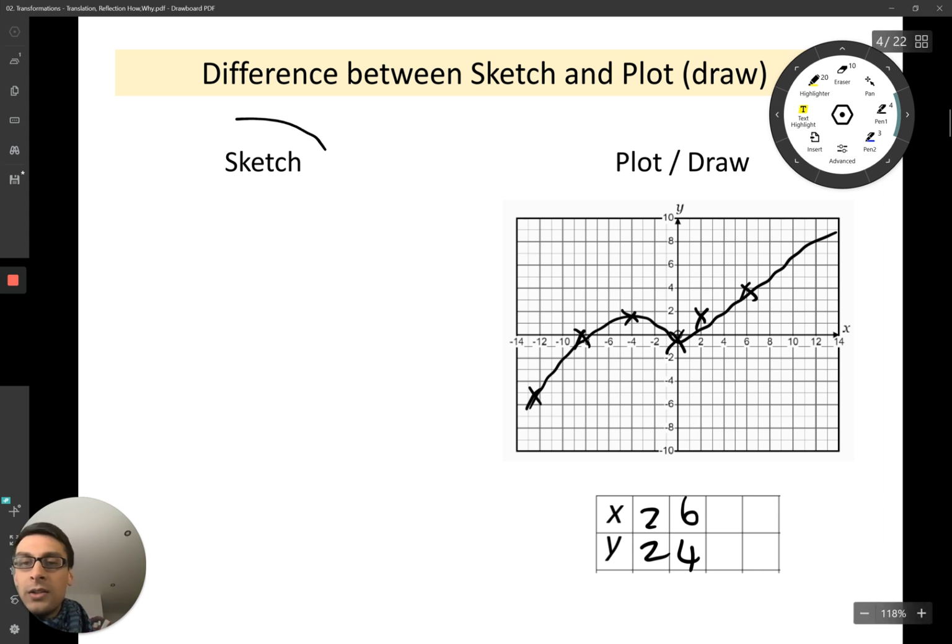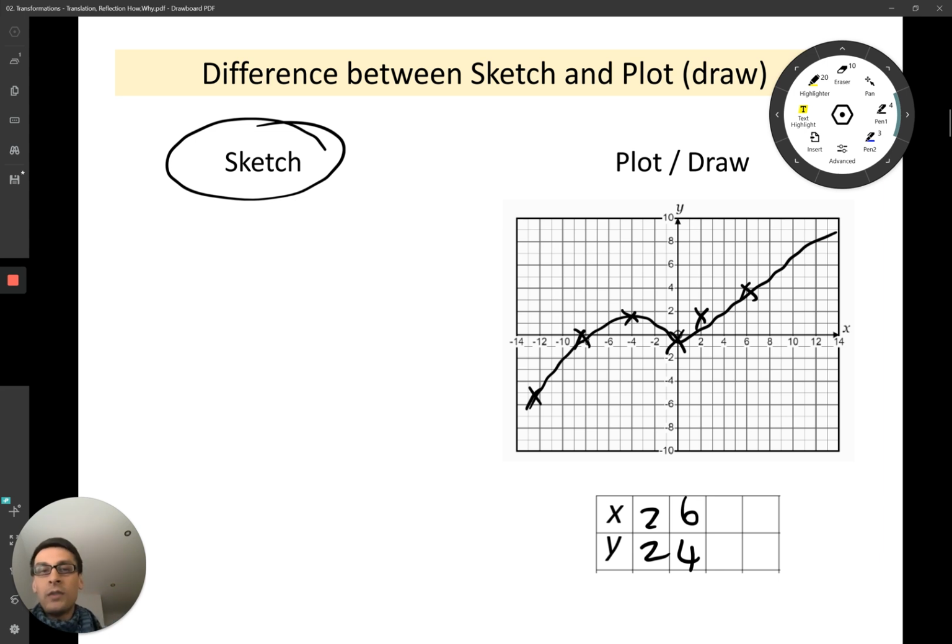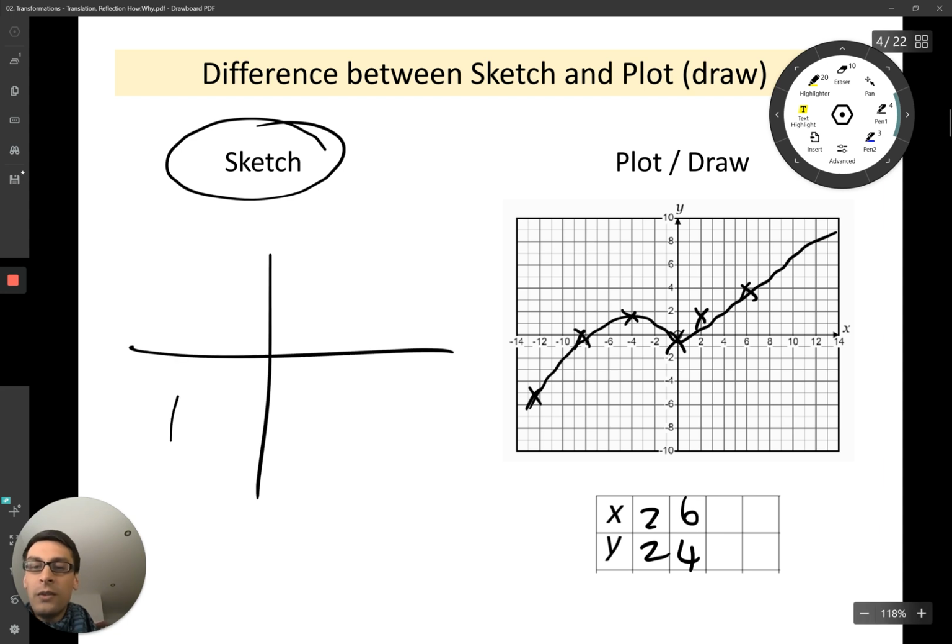If you're asked to sketch a graph, you're not going to be required to do all of this. All you need to do is a rough shape and then label the key points. So for example, that might be 0, 0, or where it crosses the y-axis or the x-axis. And that's the main thing we're looking for.